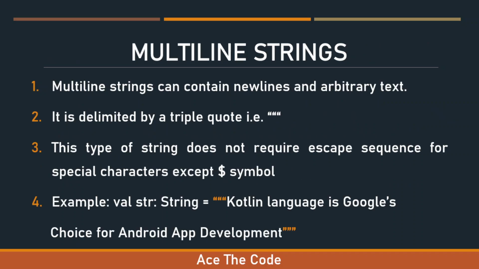In Kotlin, multi-line strings are also supported. Multi-line strings can contain new lines and arbitrary text. These multi-line strings are delimited by using 3 double quotes. This type of string does not require escape sequences for special characters except the $ symbol. An example is given. We are going to discuss multi-line strings practically as well.